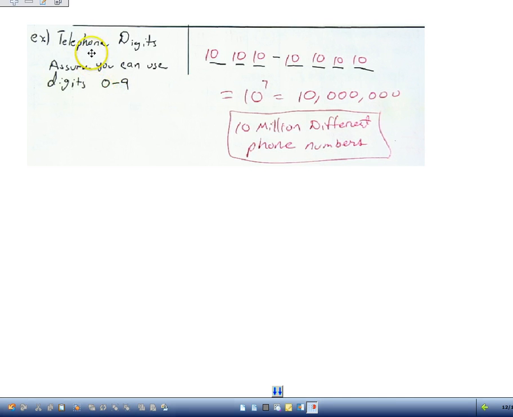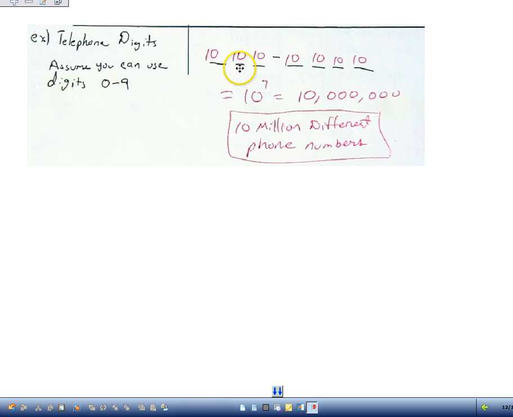Here's another example, telephone digits. Let's assume that we can use the digits 0 through 9. Here in the United States, excluding the area code, we use 7 digits, so we have 7 spaces. For the first space, we can use the digits 0 through 9, so we have a total of 10 options: 1 through 9, which is 9, and then the 0.